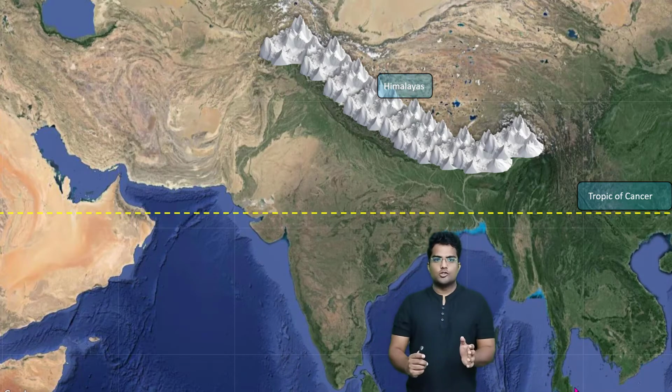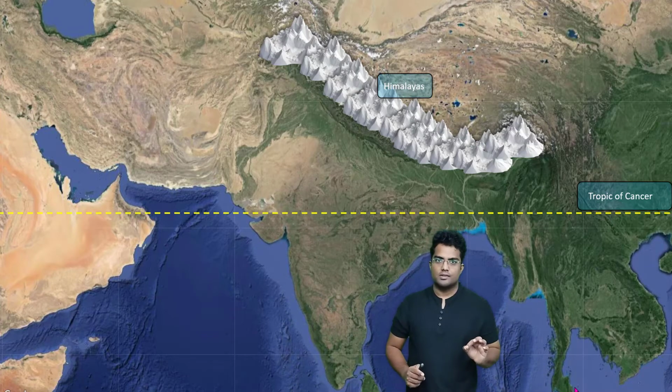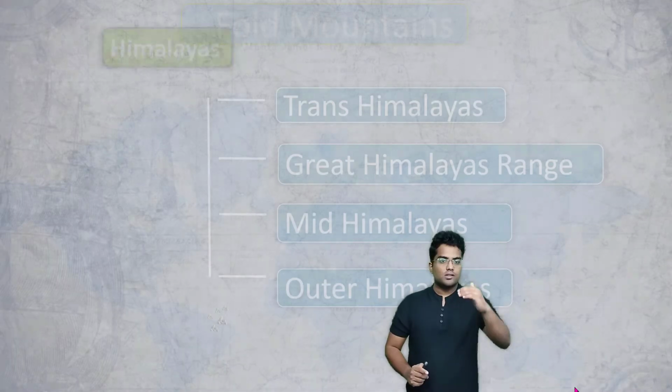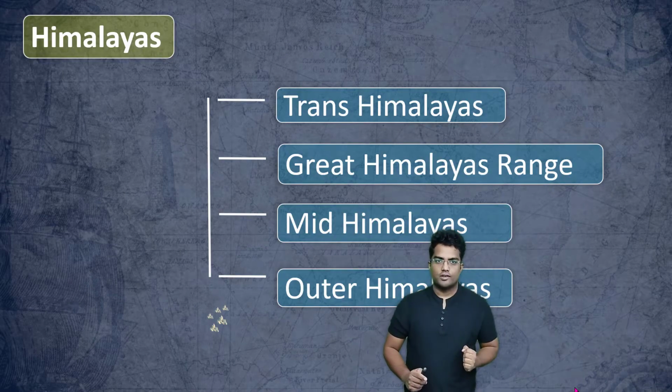Now you should know that the Himalayas is not just one single range. It is comprised of many different ranges. Okay, so this is the Himalayas. It is not just one single range, but it is comprised of many different ranges. So this is how it looks like. The Himalayas is considered to be part of 4 or 5 different ranges.